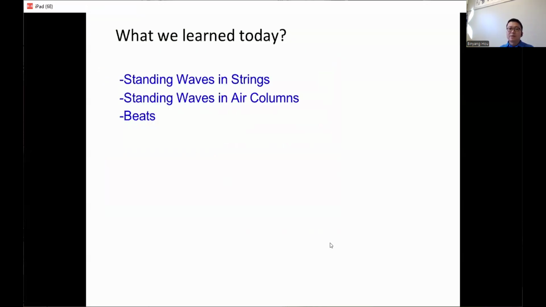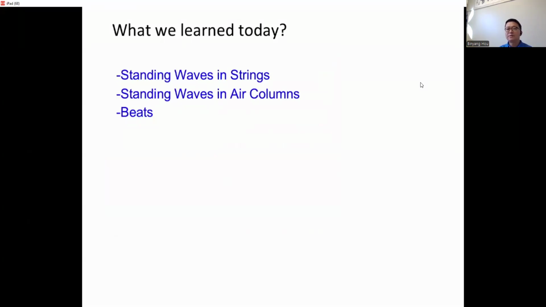All right. So to quickly summarize, we learned about standing waves in strings and also standing waves in air columns. And at the end, we looked at the beat frequency of two sounds that are close in frequency.